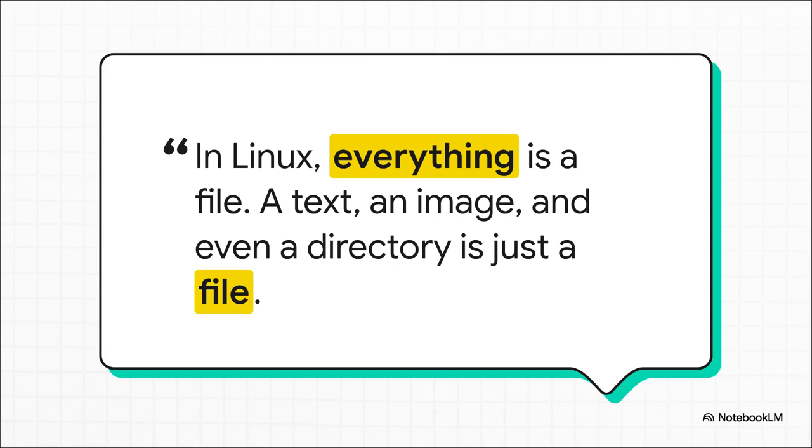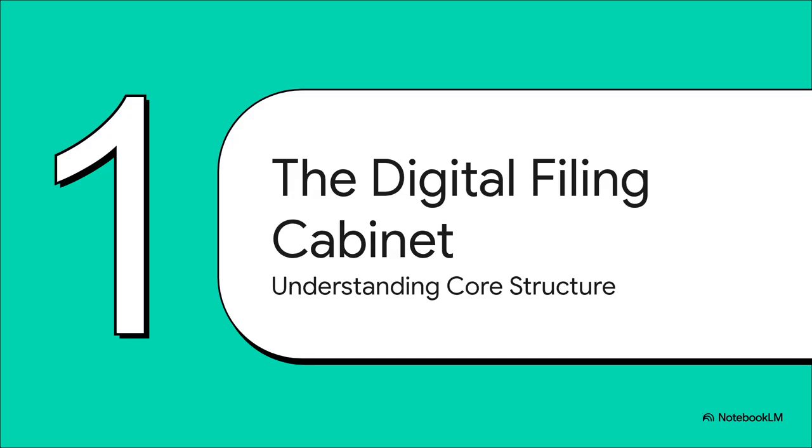Now, to really get Linux, you have to wrap your head around its core philosophy. Everything is a file. A text document? Yep, that's a file. A picture? That's a file too. And here's the kicker. Even the directories, what you'd call folders, are just special kinds of files that happen to hold other files. This consistency is exactly what makes the system so elegant and powerful. So now that we have that foundation, let's go ahead and open up this digital filing cabinet and start looking at how it's all organized inside.